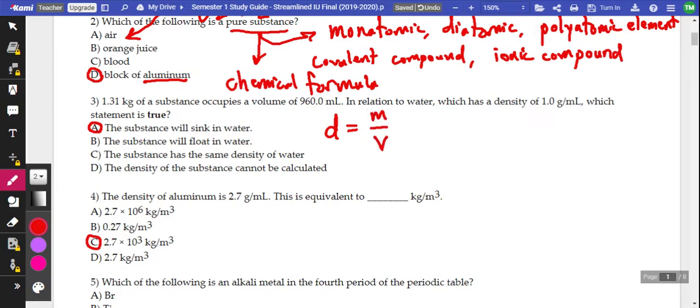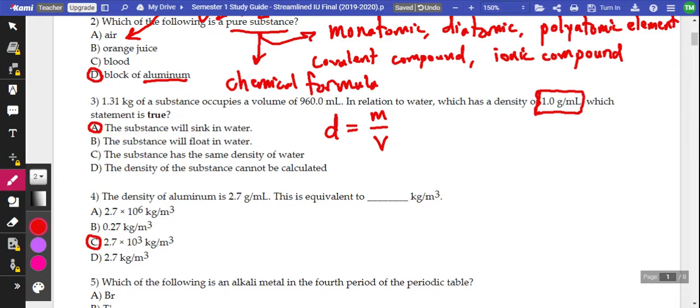Typically, we use grams per milliliter when we do the density of substances in chemistry, which is why we have the density of water in grams per milliliter over here. So if we want to compare that to this substance, we should also make our units in grams per milliliter. So we have this substance, 1.31 kilograms. I want that in grams.